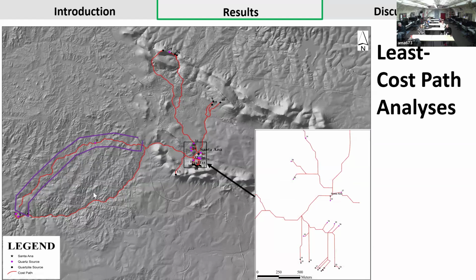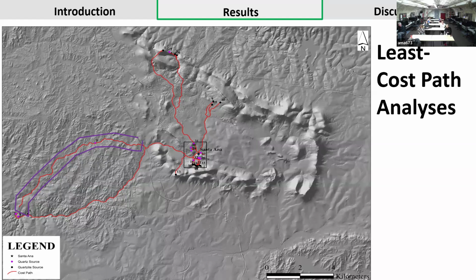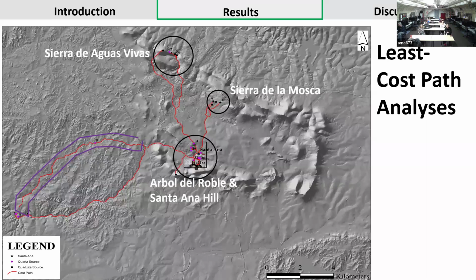So this is just an enlargement of what you have here. You have the Arc of the Rubble and the Santa Ana area, and different areas on the landscape where we have gone to prospect the landscape and the sources. The first one is the Sierra de Agua Bibas area, followed by the Sierra de la Mosca area, above the Rubble and Santa Ana Hill. And here you have the El Millar area.